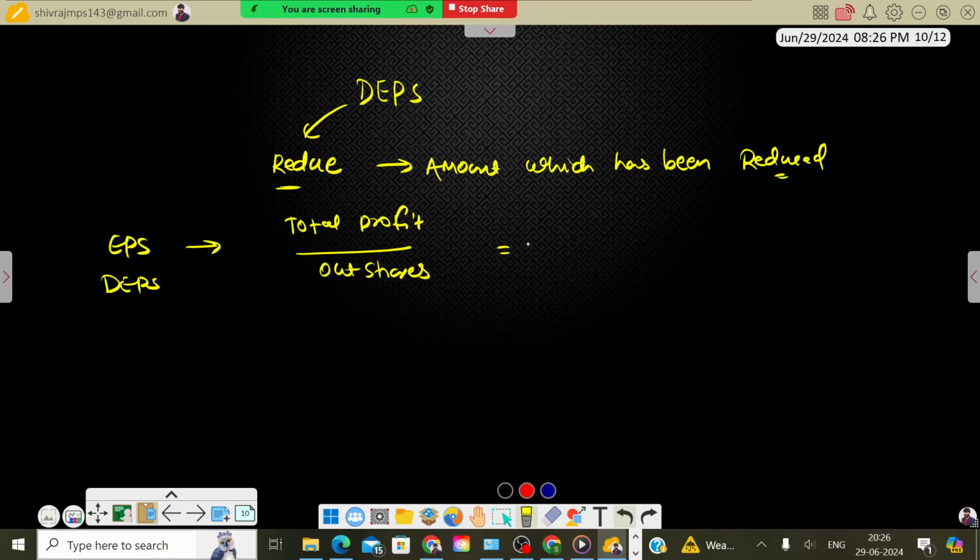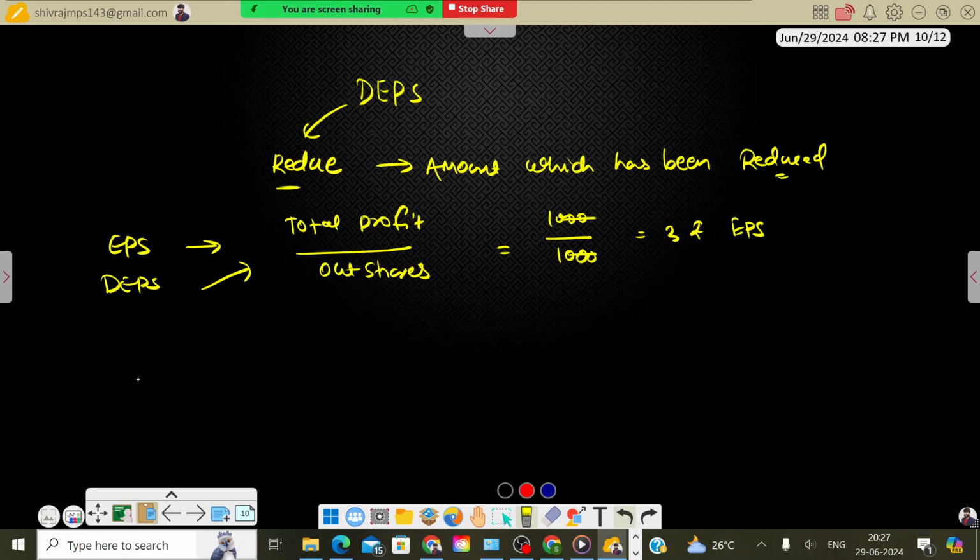So let's calculate it first. As per the previous example, we have a profit of 1000 and a number of outstanding shares of again 1000. And if we just calculate this, it would be around 1 rupee EPS, earning per share. So now if we talk about DPS, the same rule applies: total profit divided by outstanding shares. But here is the catch.